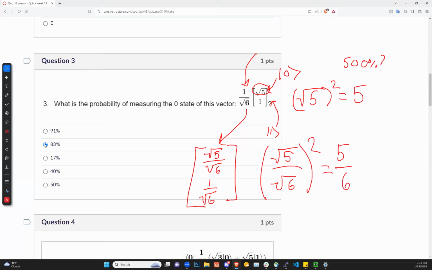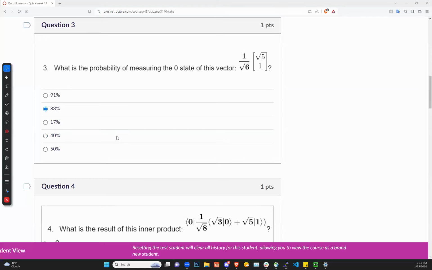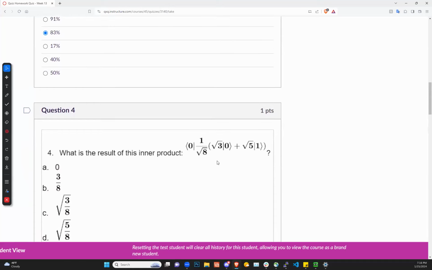All right. Y'all are doing great. Let's take a look at question 4. Question 4 asks, what is the result of this inner product?